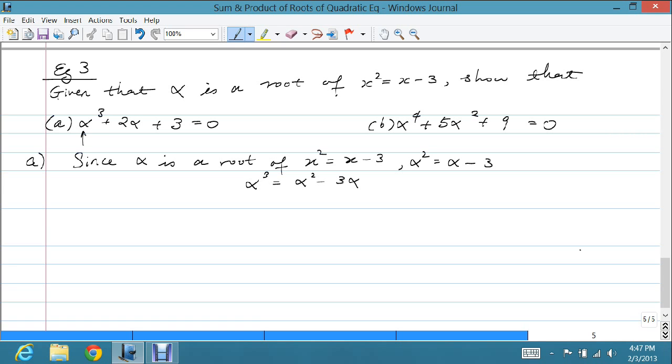But I'm not done yet, because there's no alpha squared in the other two terms. But I know that alpha squared equals alpha minus 3 from my earlier equation. So I just substitute alpha squared by alpha minus 3, minus 3 alpha. So this gives me negative 2 alpha minus 3. If I bring everything to the left hand side, I get alpha cubed plus 2 alpha plus 3 equals 0. So, shown.